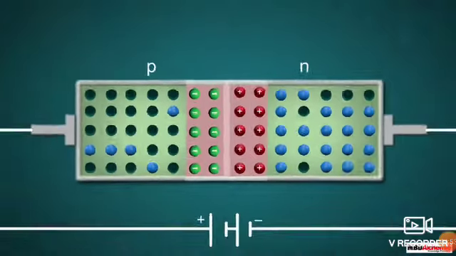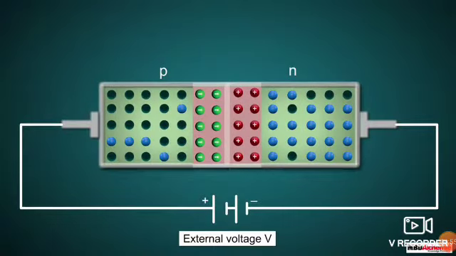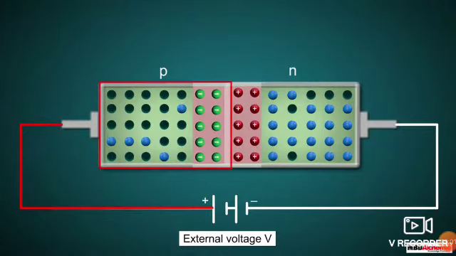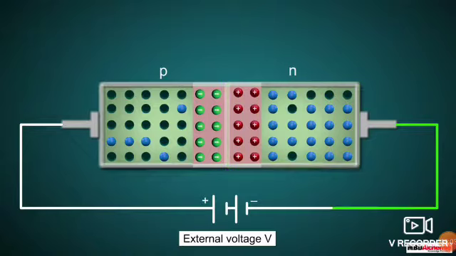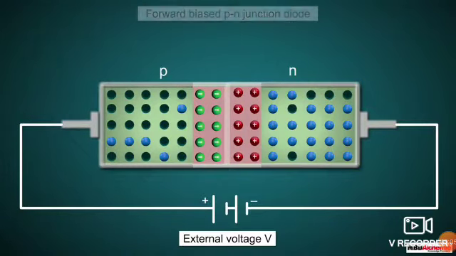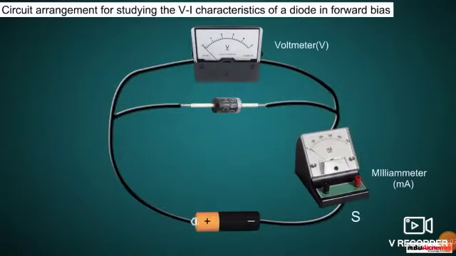When an external voltage V is applied across a semiconductor diode such that the P side is connected to the positive terminal of the battery and the N side to the negative terminal, it is said to be forward biased. The circuit arrangement for studying the VI characteristics of a diode in the forward bias is as shown.